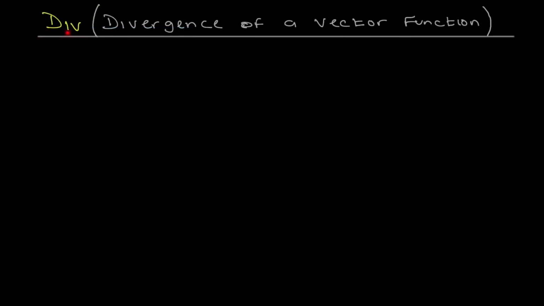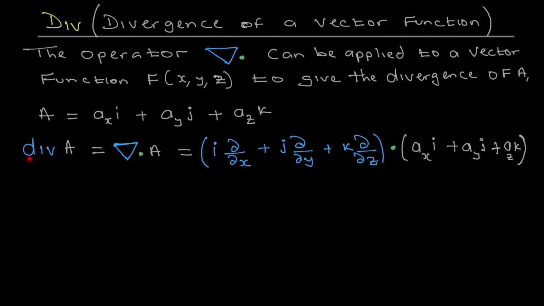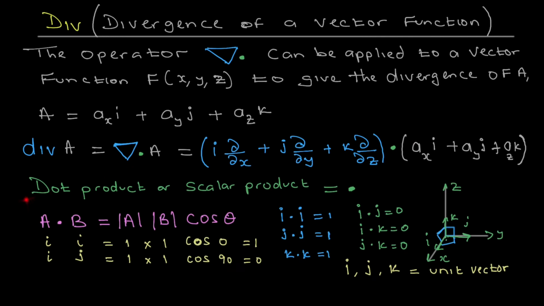Now let's look at divergence of a vector function. The operator Nabla dot can be applied to a vector function to give the divergence of A, where A is a vector. So now applying div A, which is Nabla dot A, will be equal to the Nabla dot the vector A. So the dot here is a dot product or scalar product. That means dot. Here's an example.